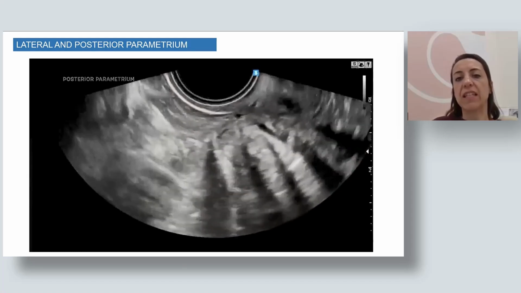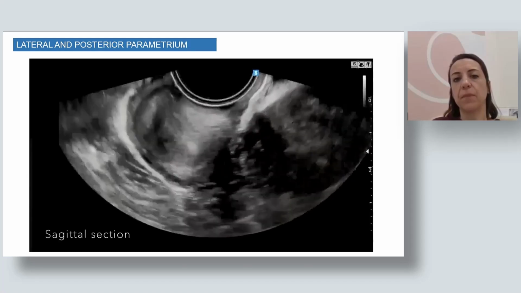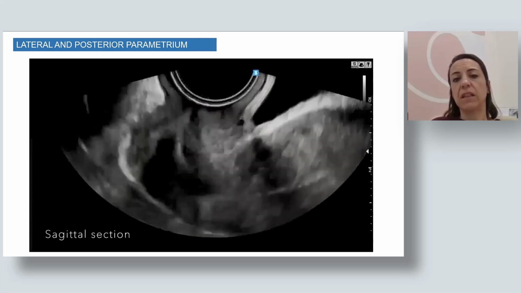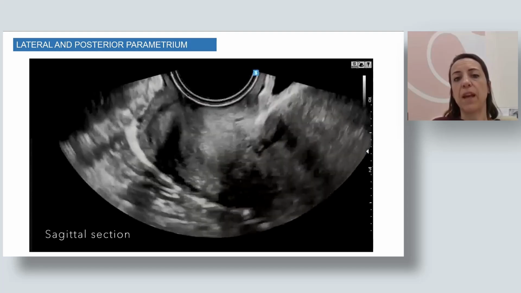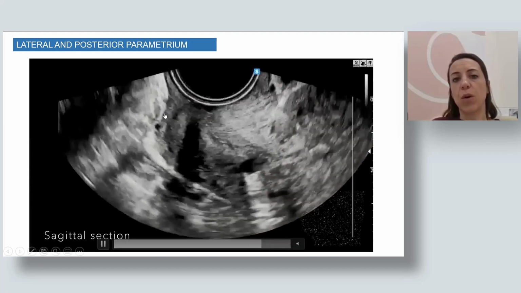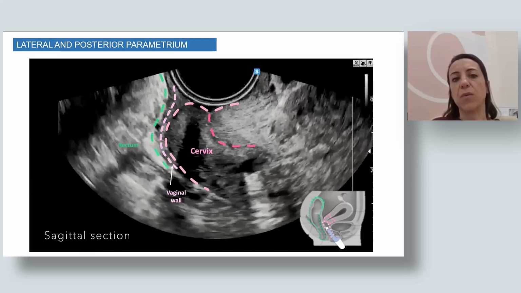Finally, to assess the rectovaginal septum, we can obtain this transversal section to visualize the cervix, vaginal wall, and the rectum. And this region between vaginal wall and the rectum corresponds to the rectovaginal septum.